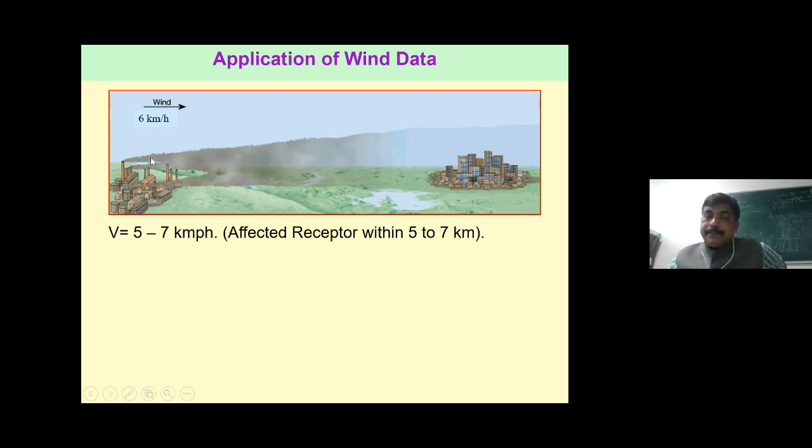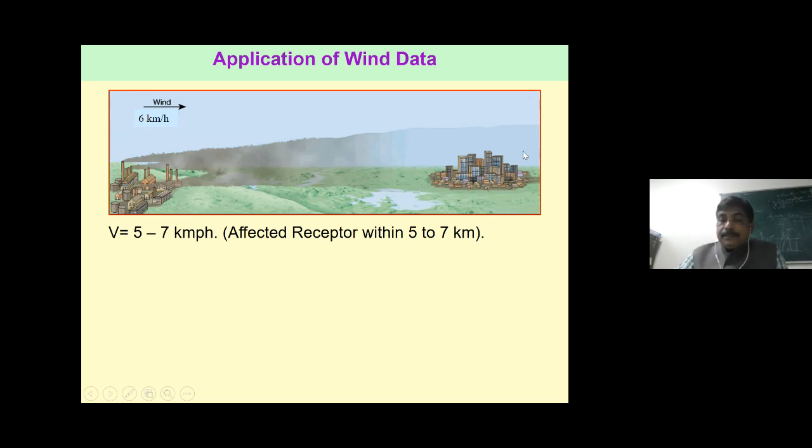Pollutants are emitted, and the wind is towards this residential setup. Wind speed is say 6 km per hour. From this, a decision maker can make a primary guess that at a distance of 5 to 7 km in 1 hour, the pollutant can reach. The wind doesn't change suddenly except in a cyclone. It changes very gradually. So at a distance of 6 km in 1 hour, the pollutant will reach and will persist there for some time.